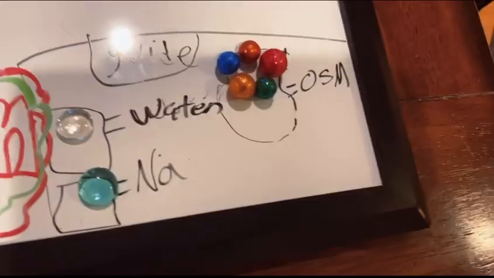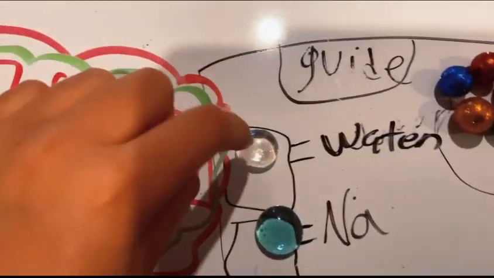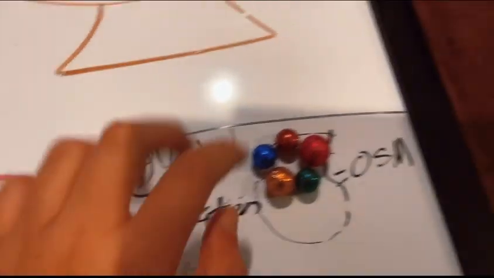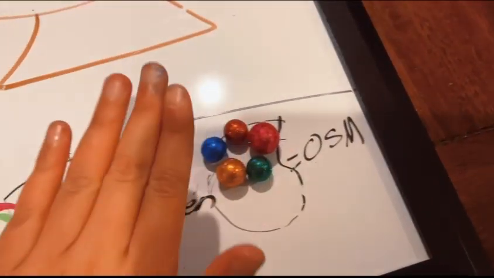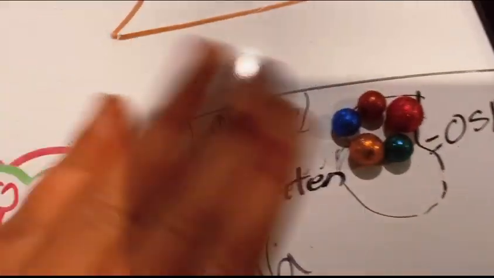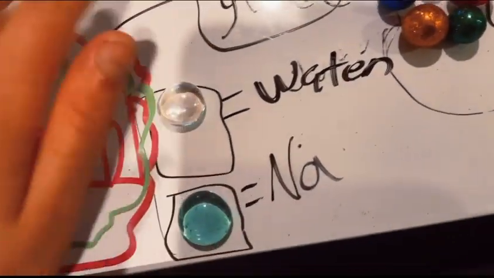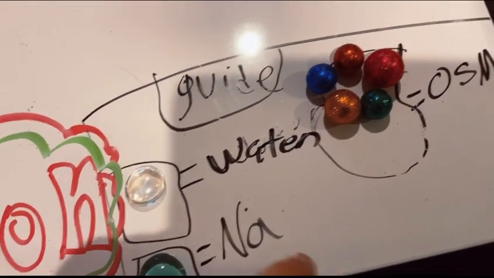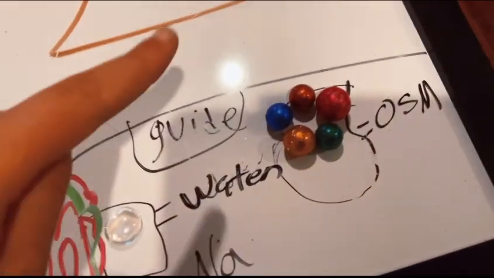So, yeah. Okay, so this is the guide. This is water. This is sodium, aka Na. And these are some awesomes. As you can see, the different colors, because there'll be different colors. So the clear one's water, blue clear is NaOH sodium, and the rainbow glittery balls are some awesomes.